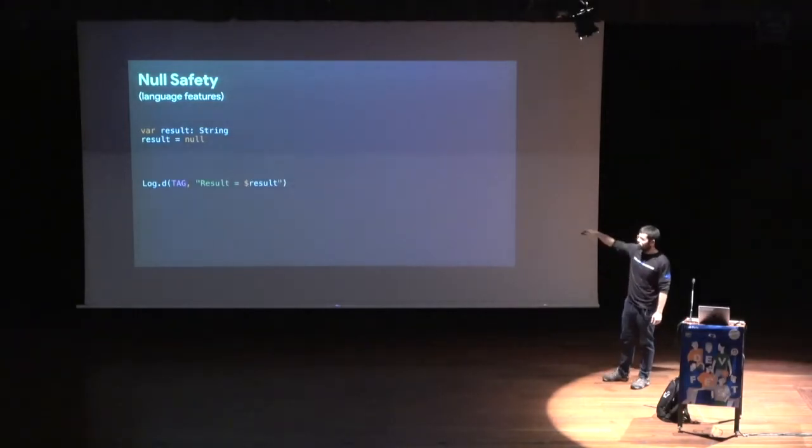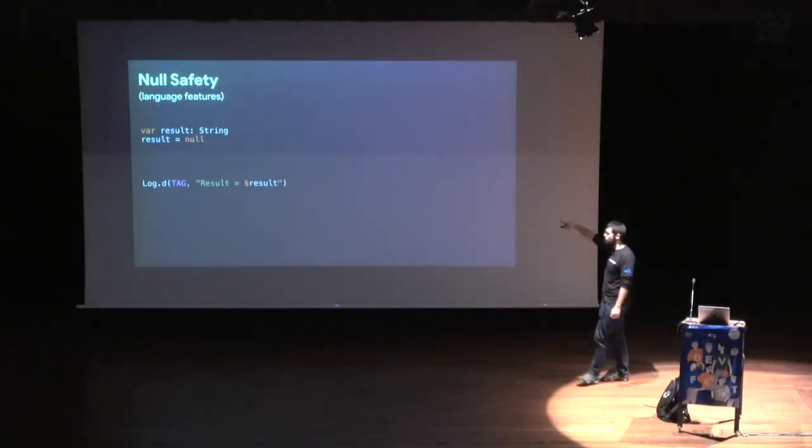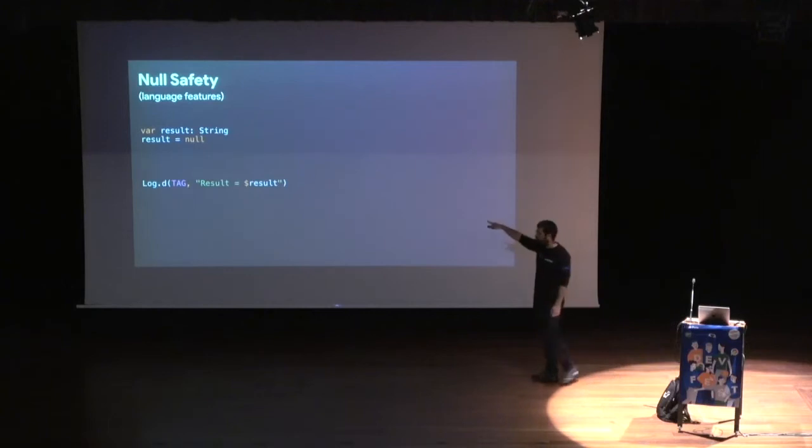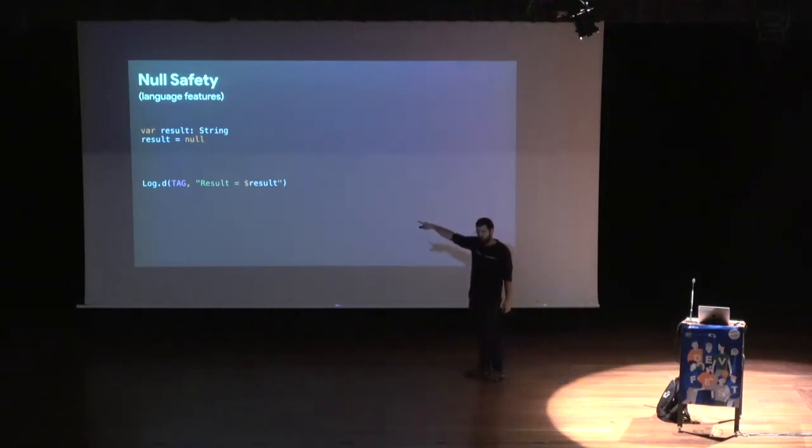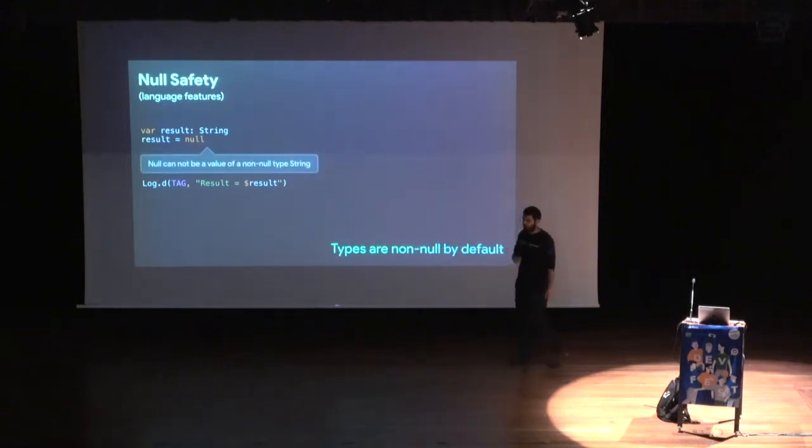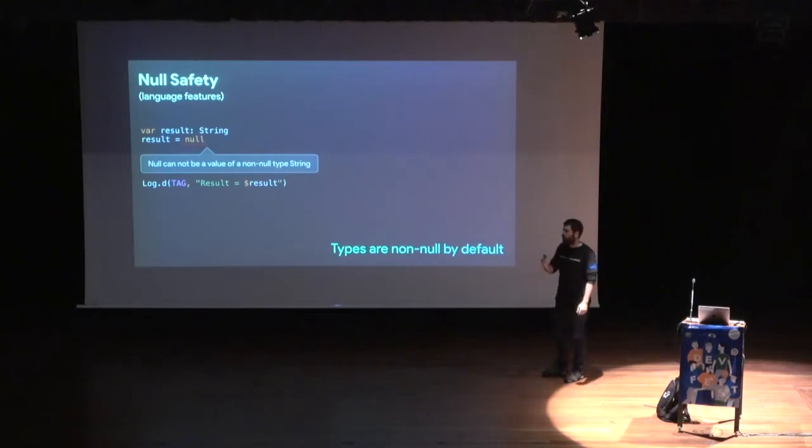Meaning that if I have a variable, for instance, and I say that its type is string, and I say that it will be null, the compiler will say null cannot be a value of a non-null type string, meaning that that variable can never be null. Okay? Types are non-null by default.